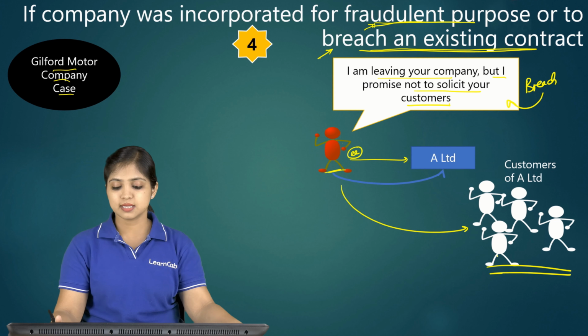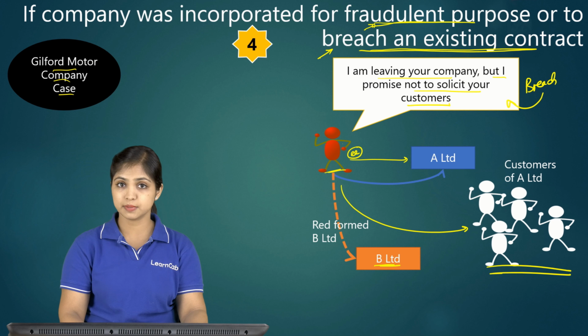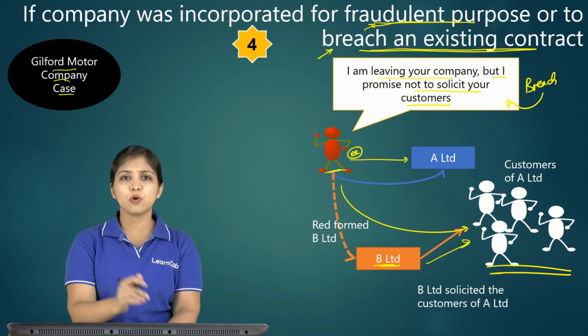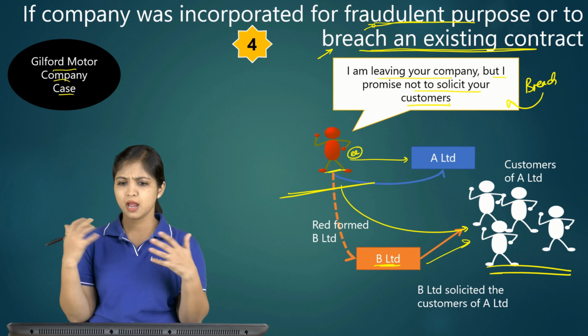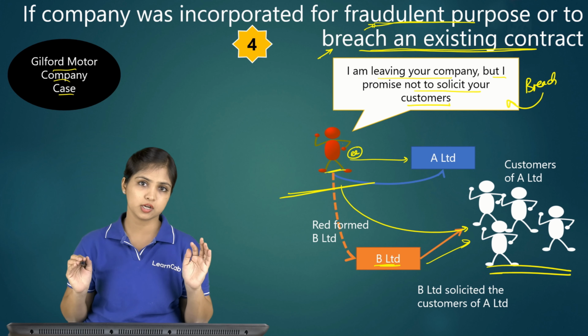So what Red does is that Red creates a company B Limited. Alright, Red creates a company B Limited, and this B Limited enters into contracts with these people. And what will Red say? Red will say, I am different, the company is different, separate legal entity concept. I am not dealing with your customers. Who is dealing with your customers? Only B Limited is dealing with your customers.